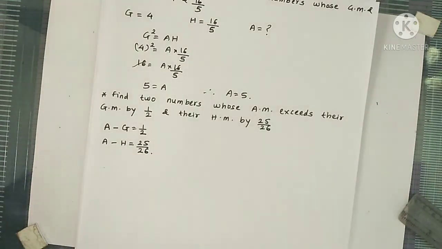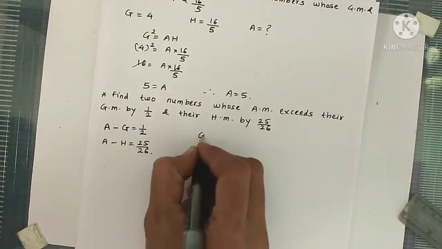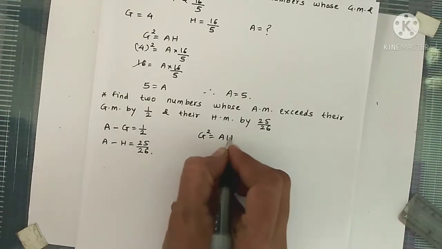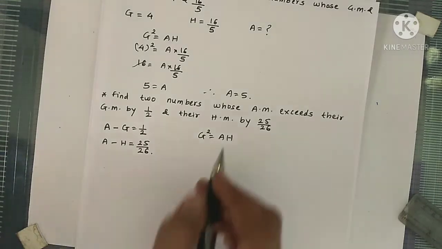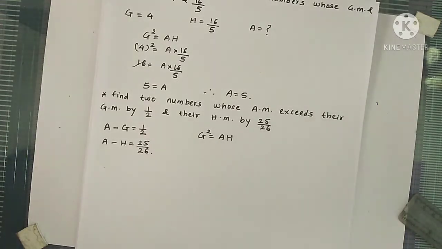So this is given. Now using this we want to find out the numbers x and y. Now here we have G square equal to AH. So we don't have values for A, G and H. So first of all let's find out the values of at least two of A, G and H, and then solving that we can find values of x and y. So G square equal to AH. Now here we have three unknowns, A, G and H. So let's try to convert this equation into one unknown.